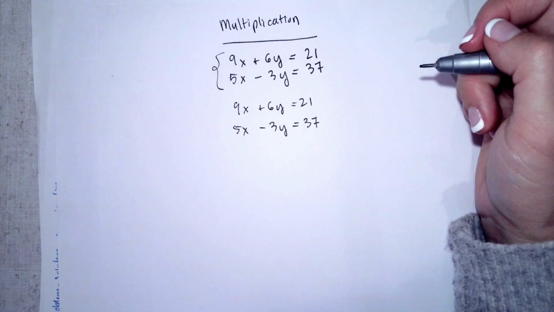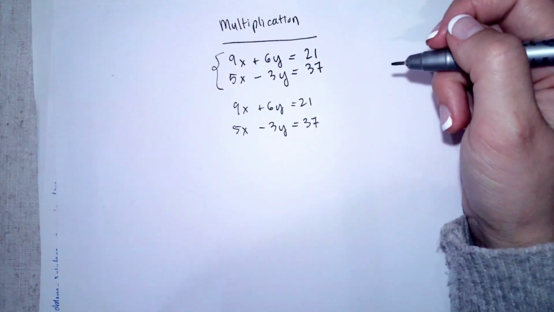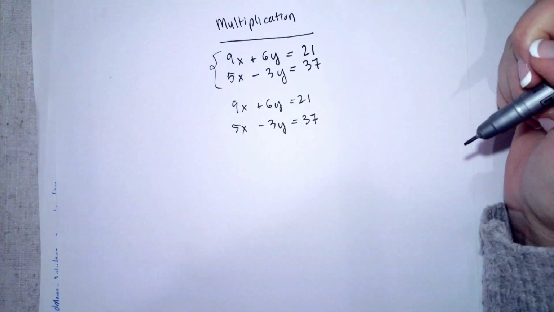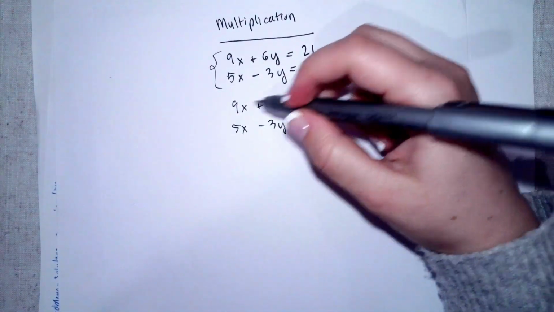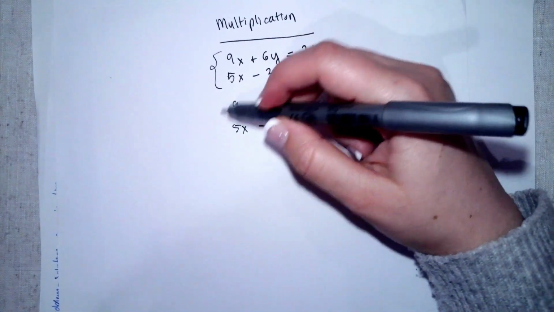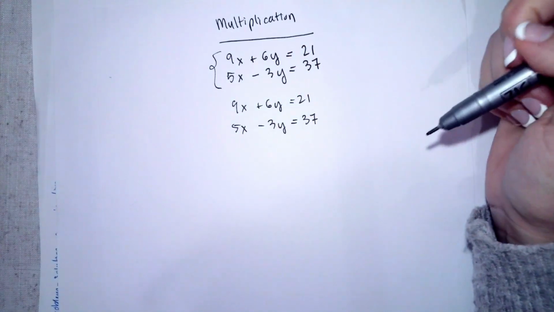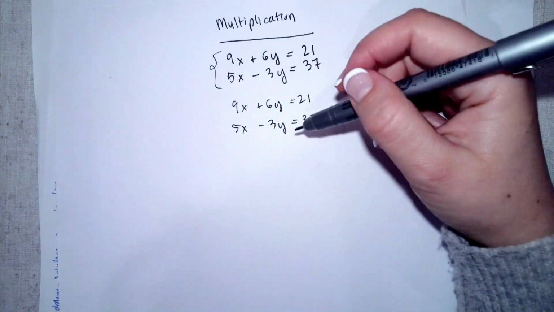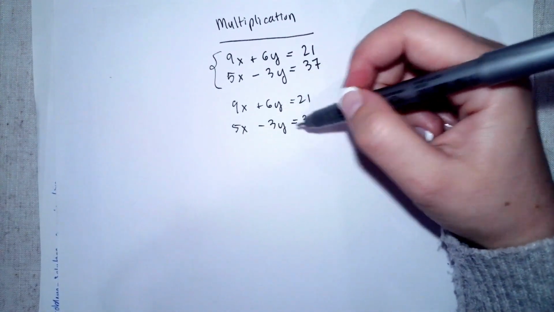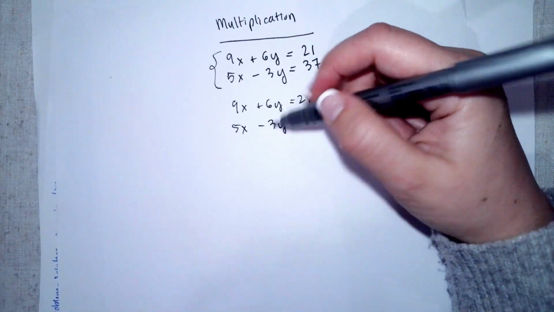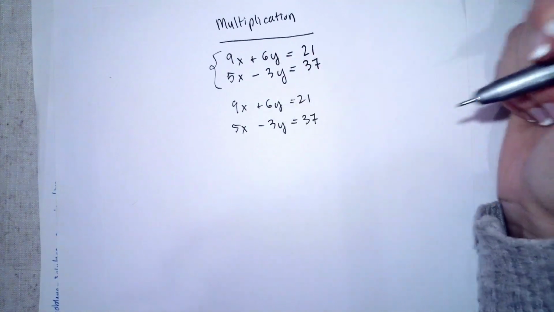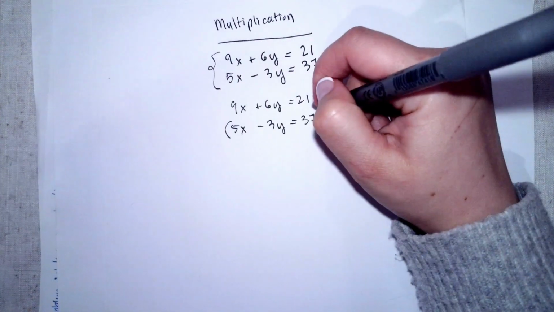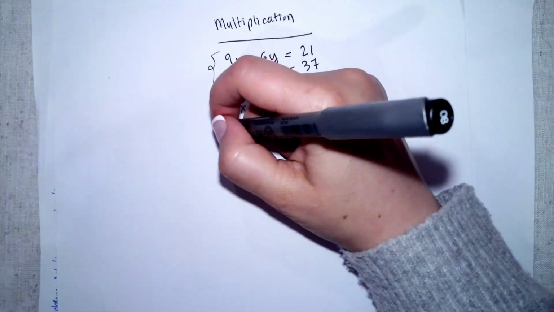Okay, so for multiplication, none of these really match up. We can't really eliminate any of the x's or y's. So what we're going to have to do is multiply one of these equations to make it so that we can add these together and have them cancel out. So I'm going to choose to multiply this equation by 2.